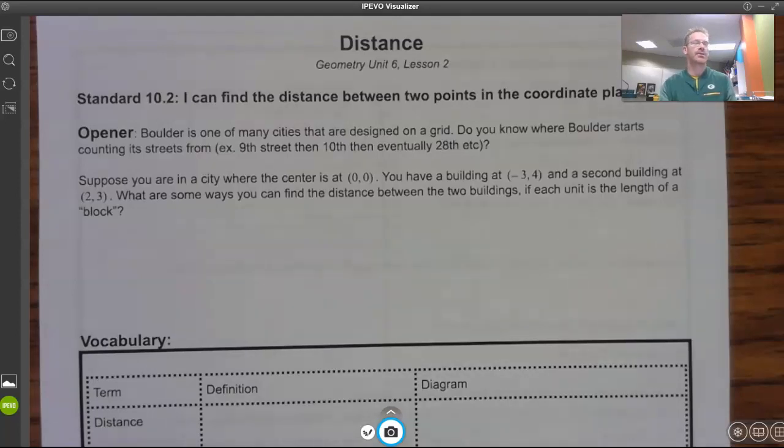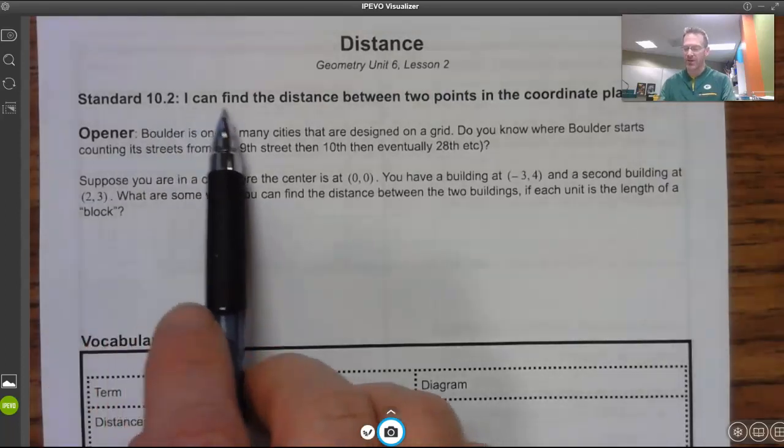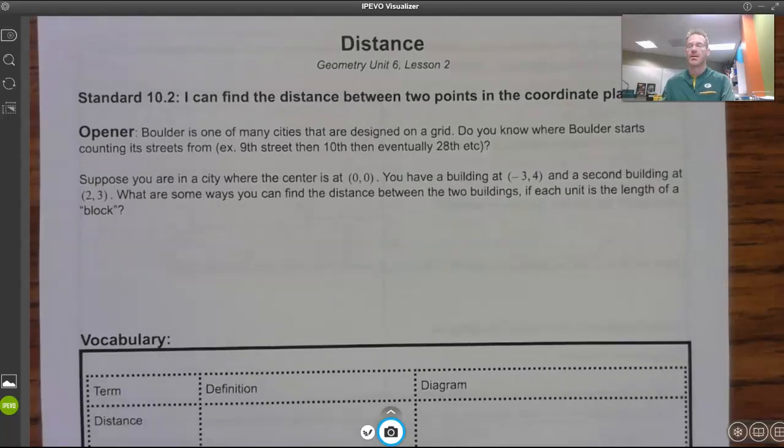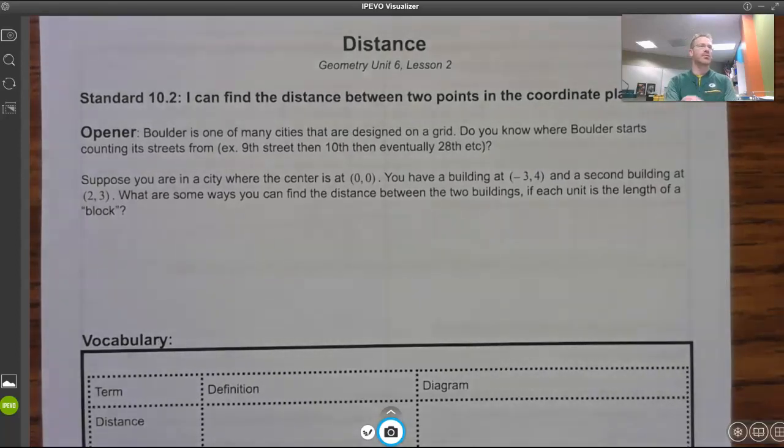All right, and our study of the coordinate plane is going to continue, and we're going to talk about distance in the coordinate plane today, which once again is really something you already know. So you can see standard 10.2, I can find the distance between 2 points in the coordinate plane. All right, and so a lot of what we're doing is really helping you try to make connections to what you already know and try to transfer that knowledge into a new context.